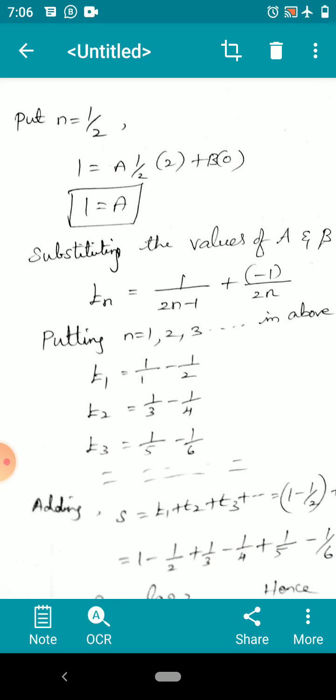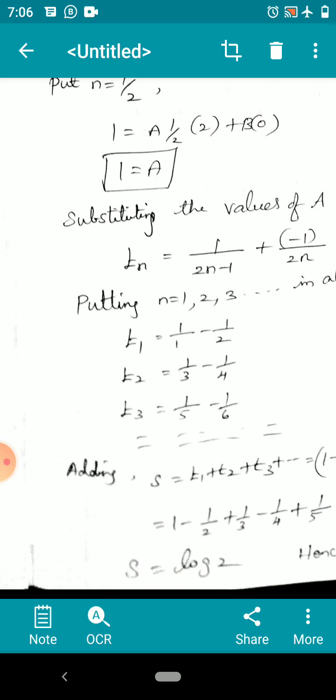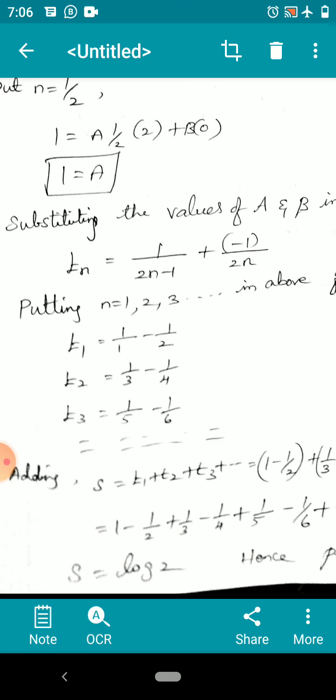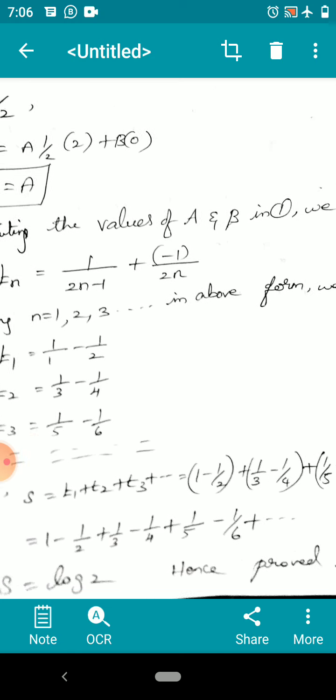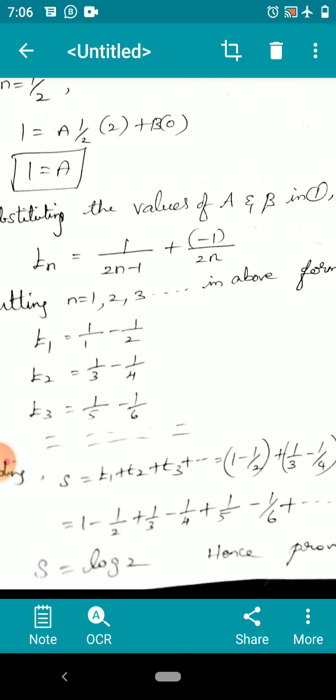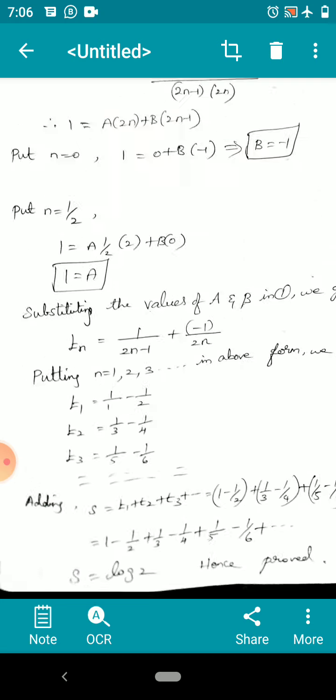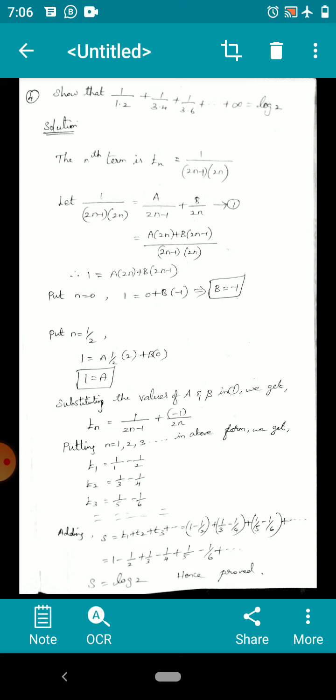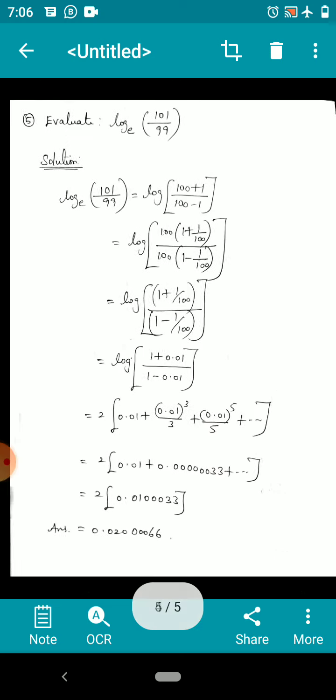Now write the values 1, 2, 3 in the above equation. So we are getting the T1, T2, T3 values. So S can be written as the summation of T1 plus T2 plus T3. Just write all those values. And then this can be written as 1 minus 1 by 2 plus 1 by 3 and so on. So this is the log 2 formula. So S is equal to log 2. So the summation of the series is log 2.